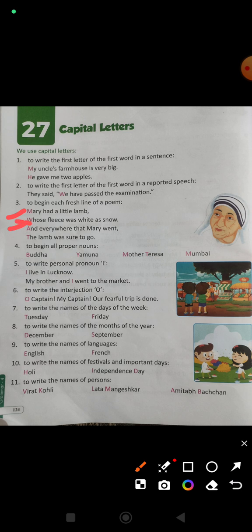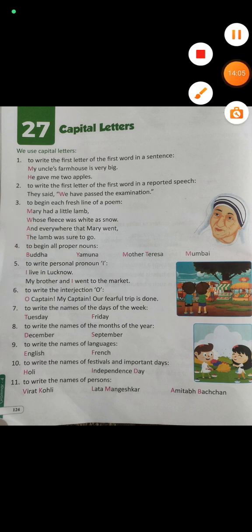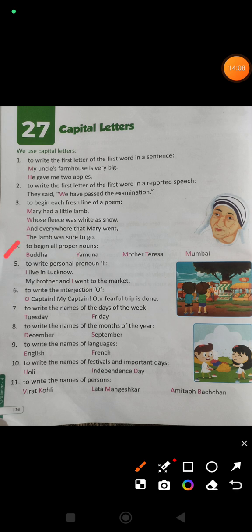Then the third line, And everywhere that Mary went. The third line also they started with a capital letter. As you can see here, A is capital. Then the fourth line, The lamb was sure to go. Again the fourth line also they started with a capital letter, that is T. Okay, so now next rule number 4.